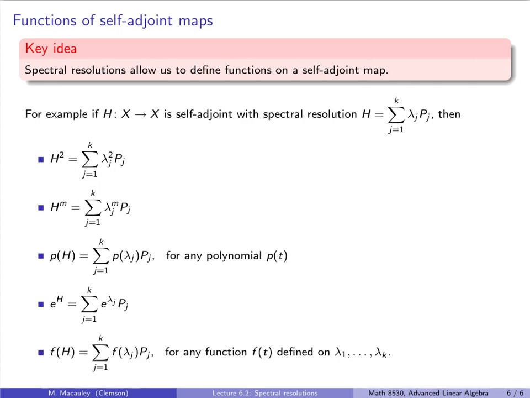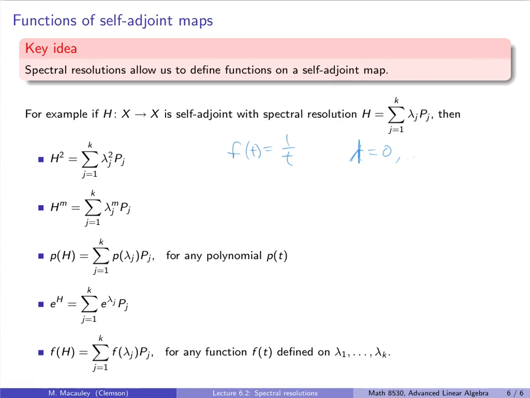And more generally, if we take any function f of h, as long as it's defined on the eigenvalues. So if our function is f of t equals 1 over t, and one of our eigenvalues is lambda equals 0, then this is not going to work. But otherwise, we can define f of h to be the sum of f of lambda j times pj for any function. So this gives us a really easy way to define things like the exponential of a matrix, or the sine or cosine of a matrix, or many other functions that will come up.